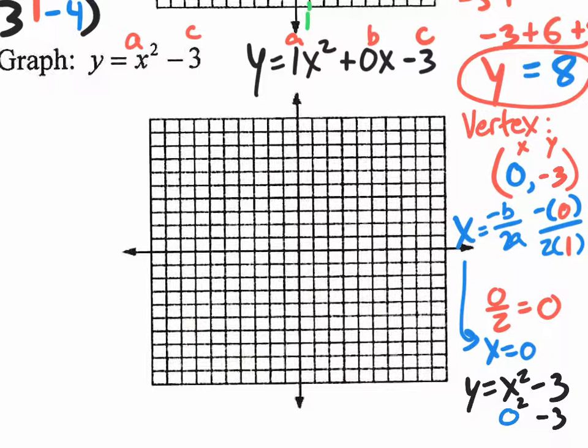So the vertex, the most important point, is the coordinate (0, -3). Everybody please graph 0 on the x, -3 on the y. Put that vertex right there.